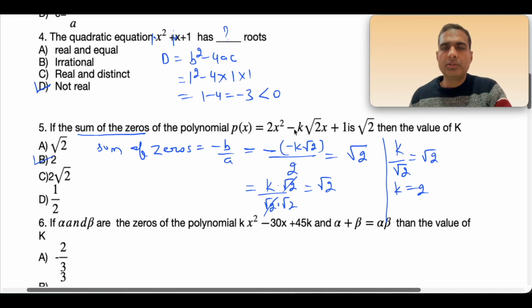So if the sum of the zeros of the polynomial was given as root 2, we applied the concept that in a quadratic polynomial, the sum of the zeros is given by minus b by a, where b is the coefficient of x, and we took the coefficient along with the sign, that is minus k root 2, and divided by a, that is the coefficient of x square, so that is 2. So minus minus was plus, so k root 2, and 2 was written as root 2 times root 2 is equal to root 2. One root 2 got cancelled out, so k by root 2 is equal to root 2. Cross multiplied, we got the value of k is 2.